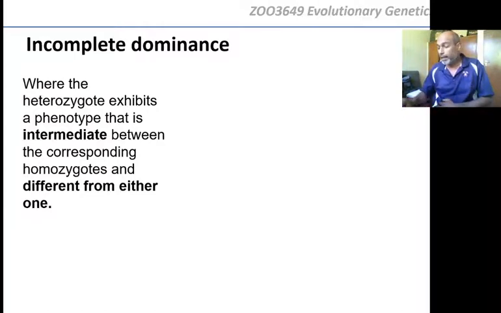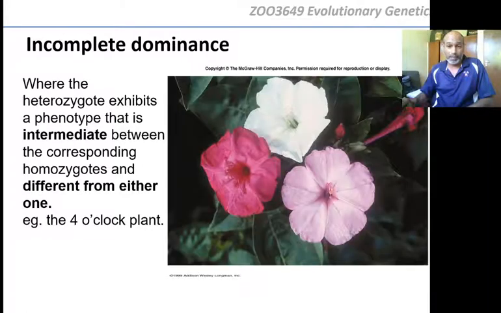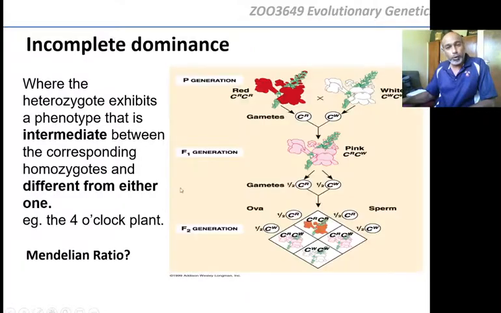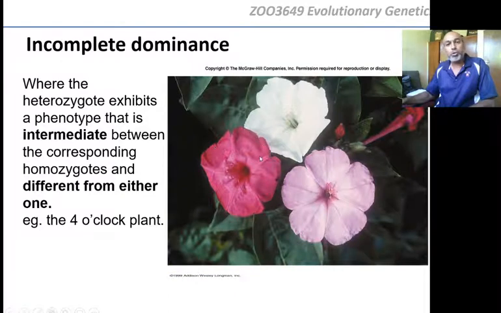So this is what we are calling incomplete dominance, where the heterozygote actually looks in between the two homozygotes. An example of this in plants is what we call the four o'clock plant. Look at this flower here: it has a genotype for a certain color. This flower here has a genotype for another color. If you mate those two together, you will get a flower of this color.